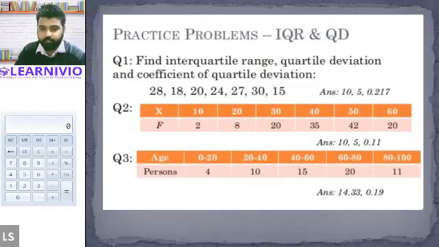4, 14, 29, 49, 60. Correct. Then you have applied the formula for Q1. Q1 will be 60 upon the quartile size we have to calculate first. So 60 upon 4 will be 15. So 15 will fall into 29. Correct. So in that case, our class will be 40 to 60. So L1 will be 40 and frequency will be 15 and cumulative frequency will be 14.